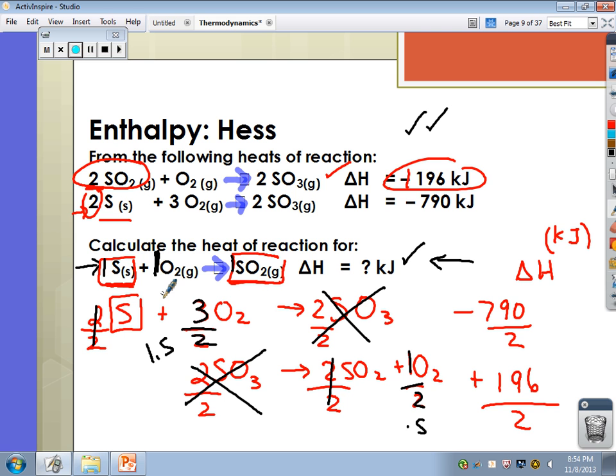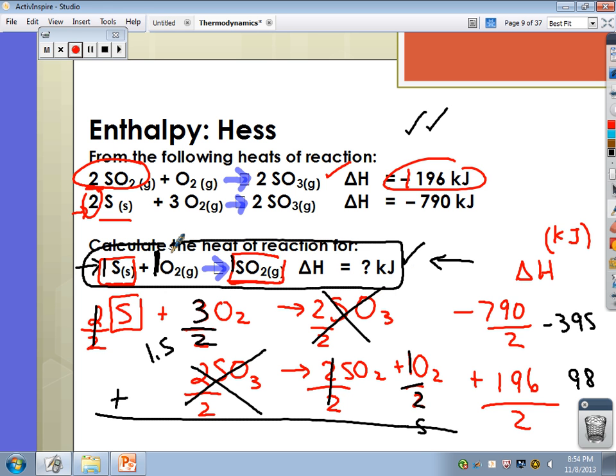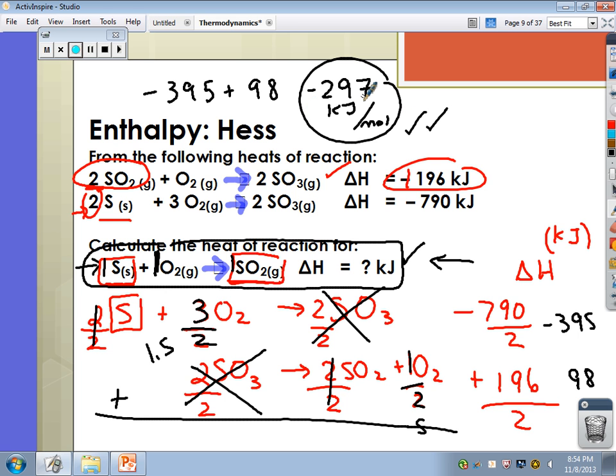And so if I do my math, I end up with negative 395 kilojoules here, and 98 kilojoules here, and I'm adding this whole process up to equal my reaction right here. And so when I add negative 395 plus 98, I actually get negative 297 kilojoules per mole. And that's the answer to my problem. And in this case, it would be an exothermic reaction.